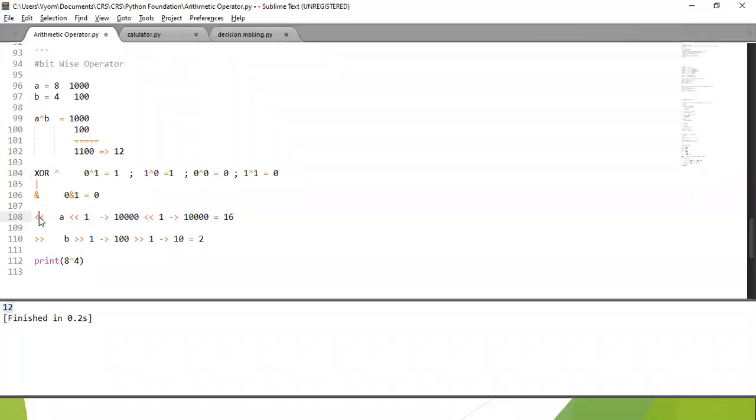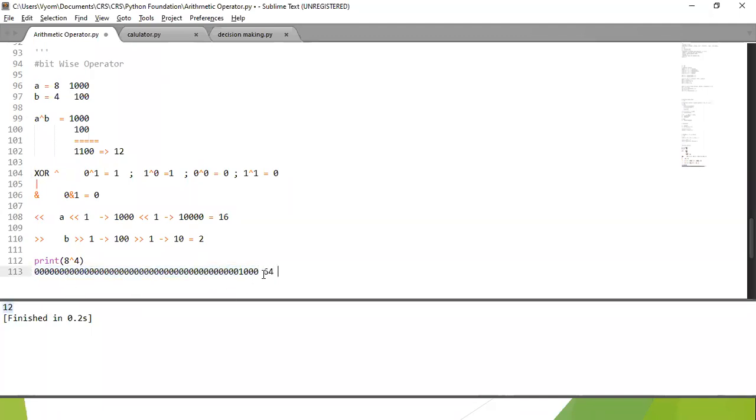Left shift and right shift we'll discuss. Left shift means you will have to shift bits towards the left-hand side. So think like this: you have these many bits, and this represents 8, this entire bit pattern.